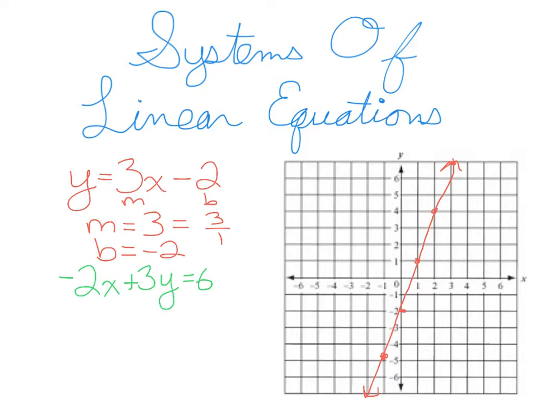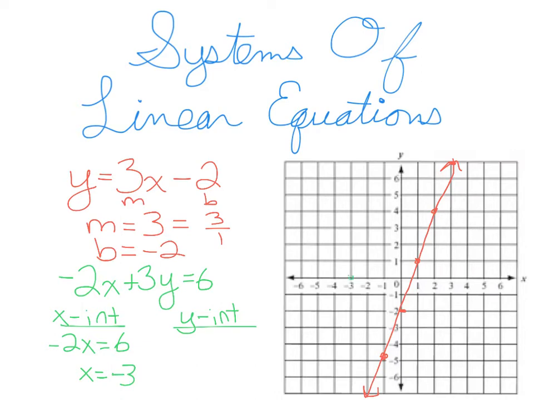Our second equation in the system is in standard form. We have negative 2x plus 3y equals 6. So when we are in standard form, it's a little bit easier to find our intercepts in order to graph. So to find our x-intercept, I'm going to take my x term, set it equal to my constant, and solve that. So I know my x-intercept is at negative 3.